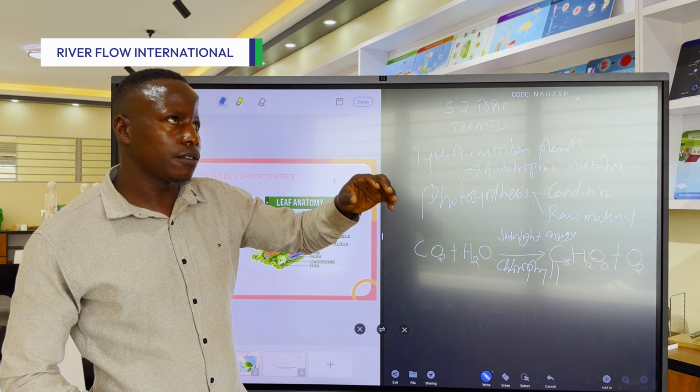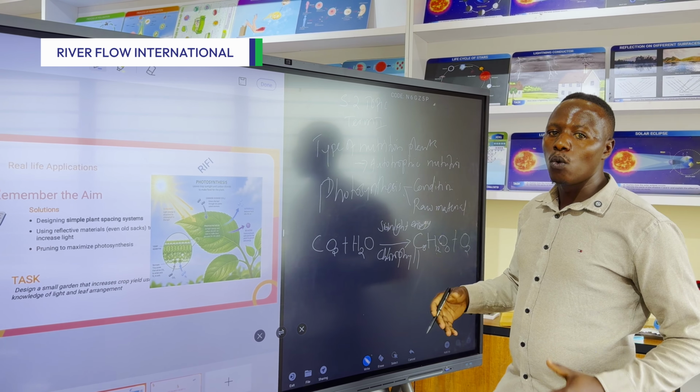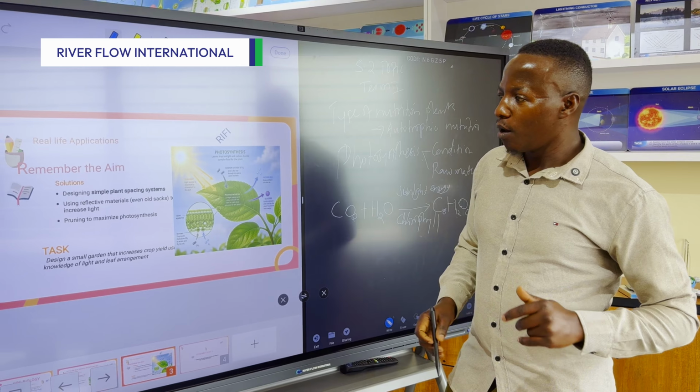Here we are looking at real life applications, and remember our aim is to yield a lot from our plants. As I said, these factors affect the rate of photosynthesis, and it is the rate of photosynthesis which will make us yield a lot or yield little. So we have to apply all we study with photosynthesis, that is nutrition in plants, so that we can have a lot from our plants.